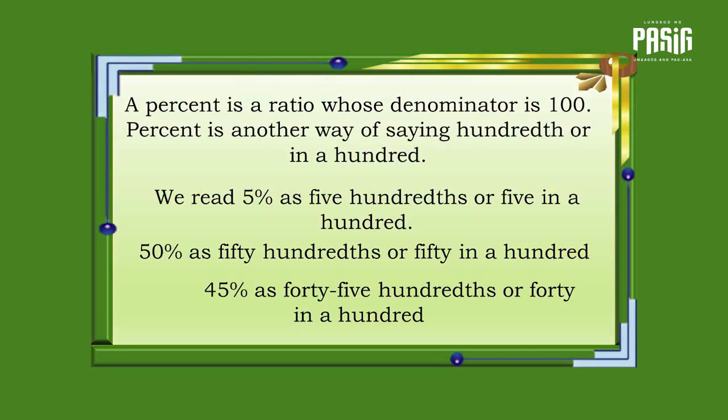A percent is a ratio whose denominator is 100. Percent is another way of saying per 100 or in 100. We read 5% as 5 over 100 or 5 in 100, while 50% as 50 hundredths or 50 in 100, and 45% as 45 hundredths or 45 in 100.